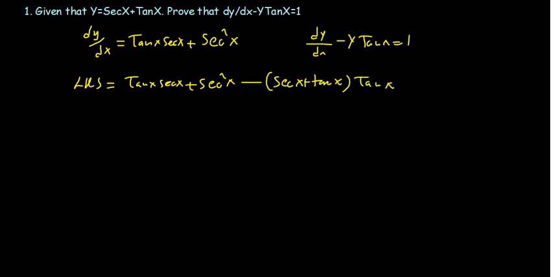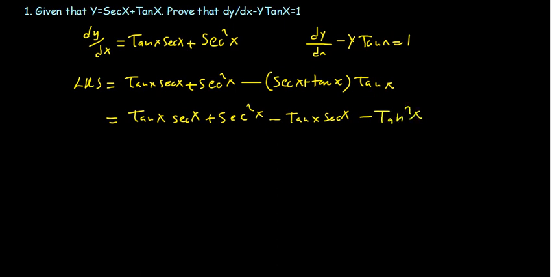So this is going to give us tan x sec x plus sec squared x, and then we are going to distribute the tan multiplied by sec. There's also a negative here, we shouldn't forget, that will be negative tan x sec x, and then negative, if we multiply this tan with this tan, that will be tan squared. And so we can see that this is positive, this is negative, those are going to cancel out.